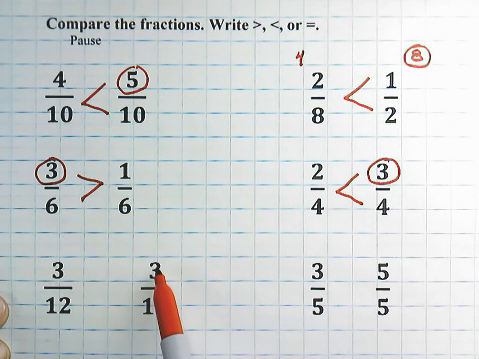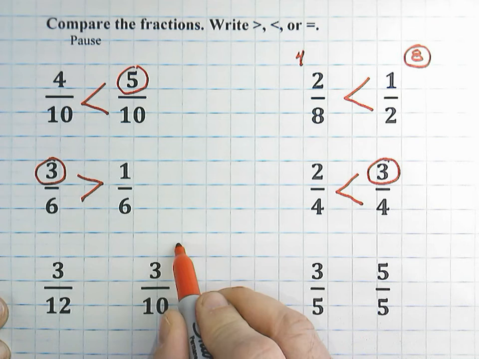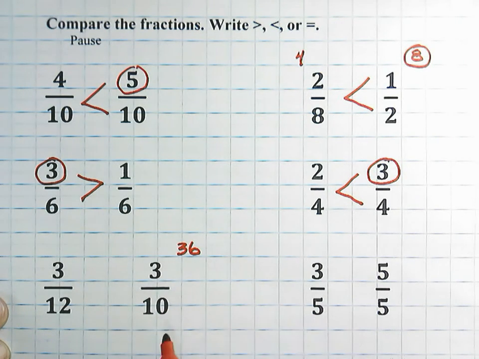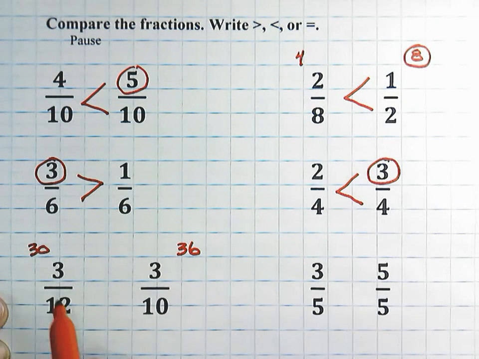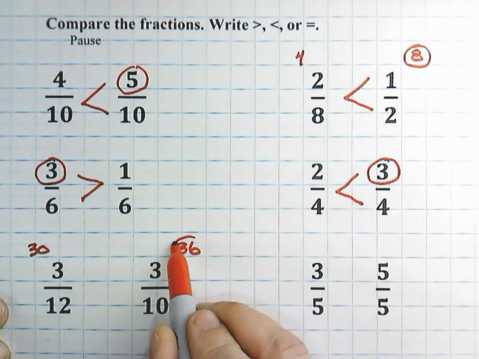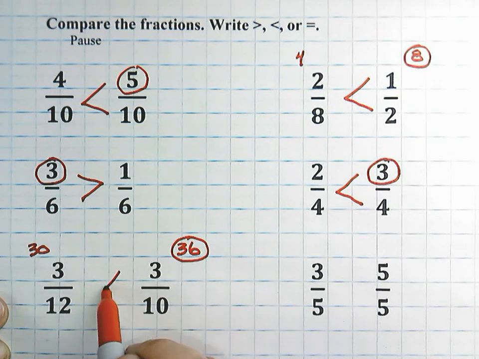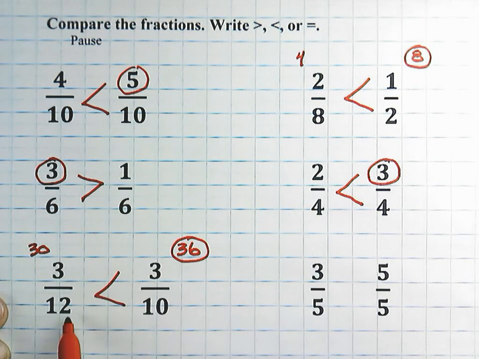3/12 compared to 3/10. Can we use apples to apples here? No, we can't because we have different denominators. We have 12 and 10. We may not use our like denominator strategy. However, we could use cross multiplication. 12 times 3 is 36, and 10 times 3 is 30. When we compare 30 and 36, we see that 36 is greater. And we would read this as 3/12 is less than 3/10.